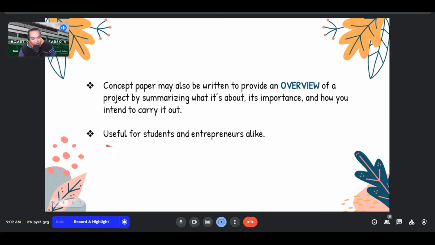It can, and of course, the concept paper is not just used by students. It can be used by entrepreneurs, non-government organizations, of course, government employees, people who would like to have a certain project or certain program approved. Okay? Especially if they want to get a certain amount of funding for that project. Okay, so those are the definitions and descriptions of a concept paper.